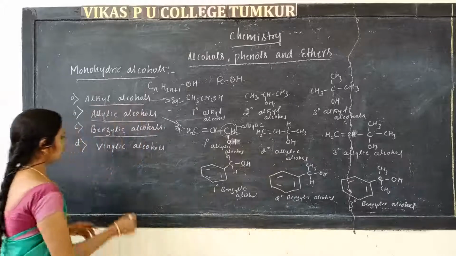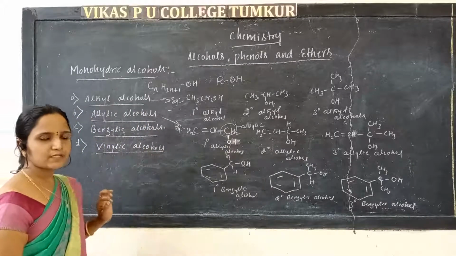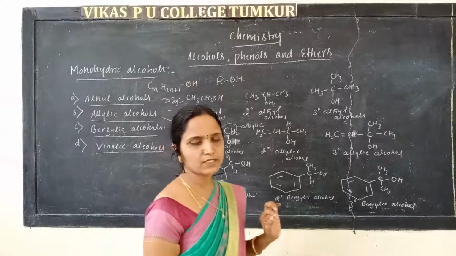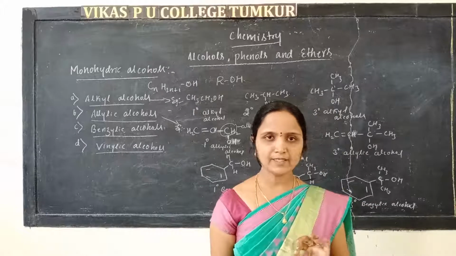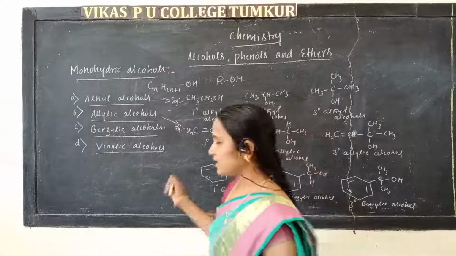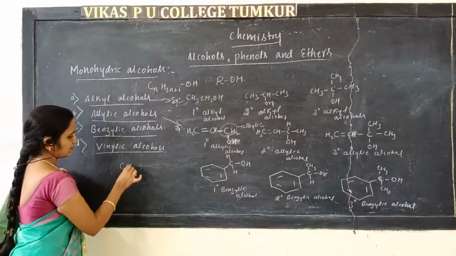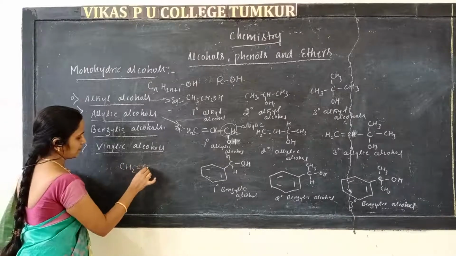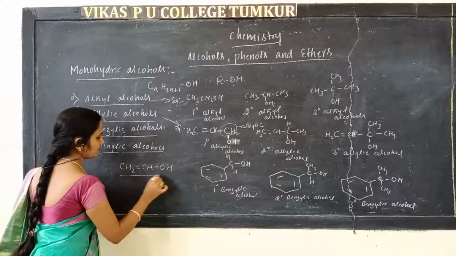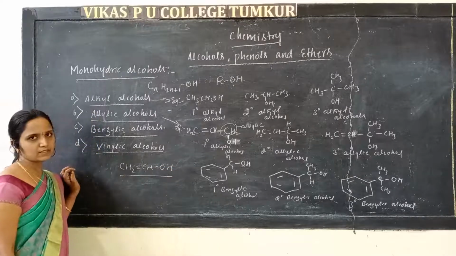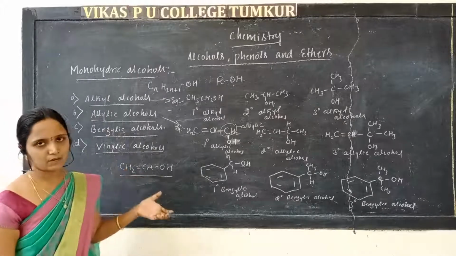Then finally we discuss vinylic alcohols. These are the alcohols in which the hydroxyl group is directly attached to a carbon containing a double bond. We call these vinylic alcohols. An example is CH2=CHOH. This we call a vinylic alcohol.